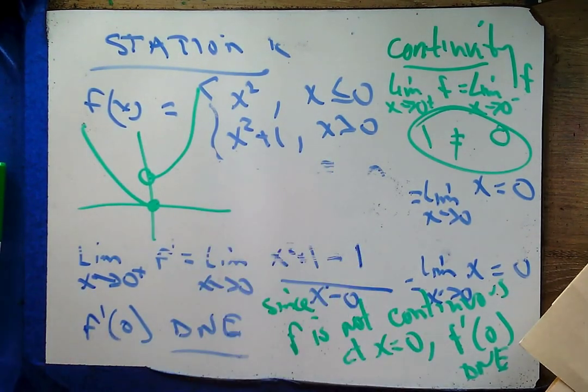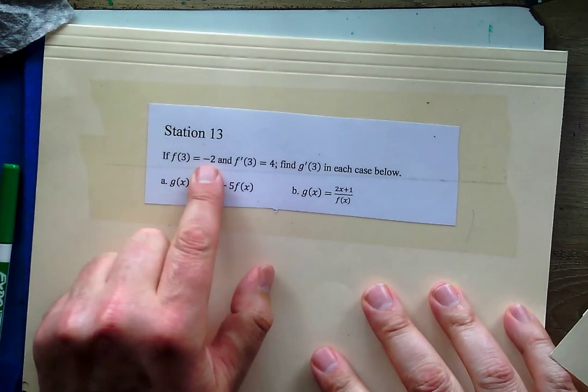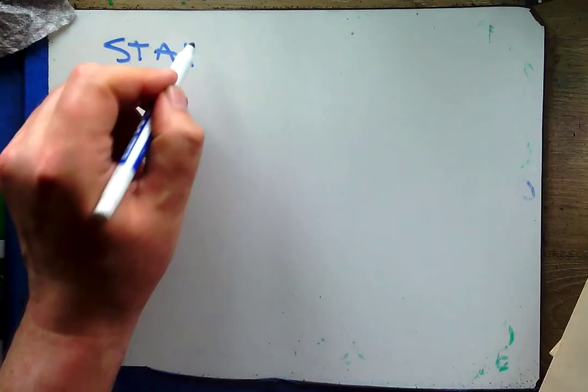This function isn't continuous. All right, that was station 12. Let's take a look at station 13 of 14. f of 3 is negative 2, f prime of 3 is 4. Find g prime of 3. Oh, these are so typical AP questions.